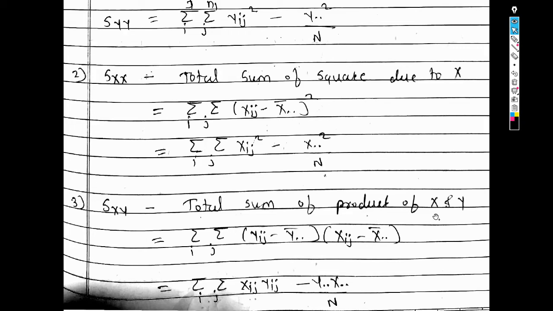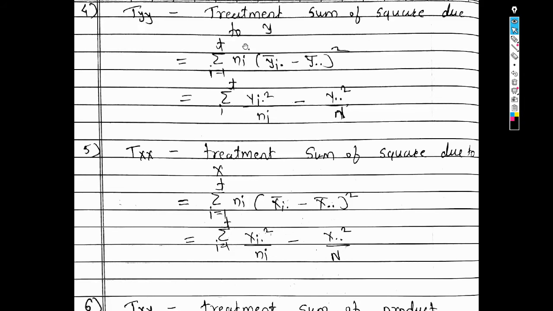It is the total sum of product of x and y. And how do we find this? The formula for this Sxy is summation (yij minus y dot dot bar) into (xij minus x dot dot bar). In correction factor form it can be written as summation xij into yij minus y dot dot into x dot dot divided by the total number of observations. So this is the total sum of product of x and y observations.